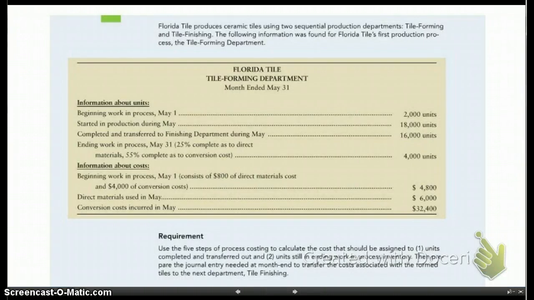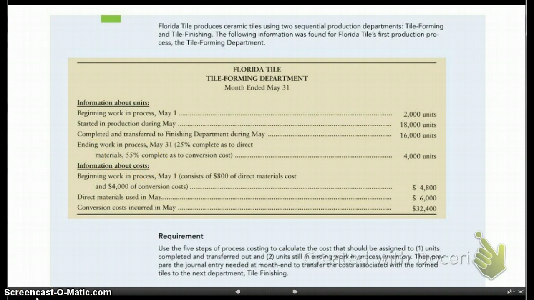We're going to use this problem to illustrate our 5 process costing steps. This problem is the one on page 272 of your textbook. It's summary problem 1. Be sure to pause the video and read this question, paying particular attention to the different types of information they've given you. Typically they tell you what the 2 or 3 departments are that this company uses, in this case tile forming and tile finishing. They give you information about units right here, and information about costs right here.